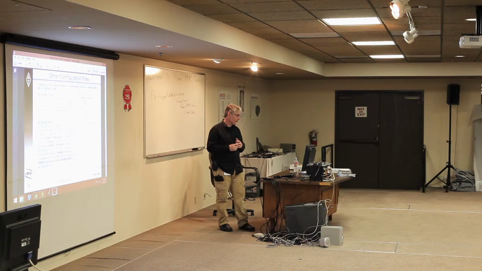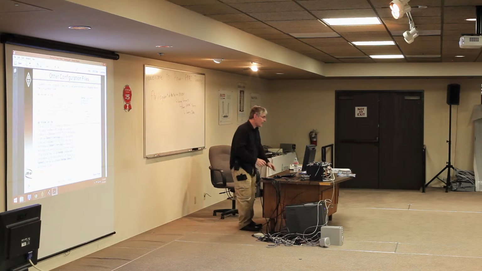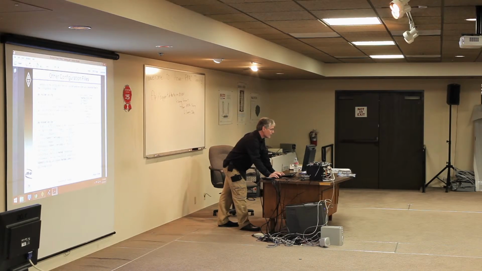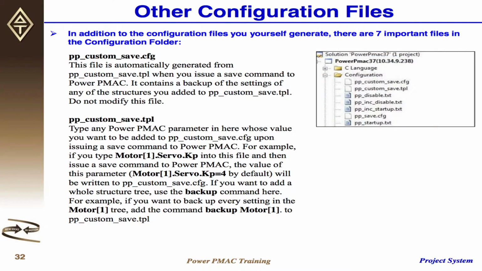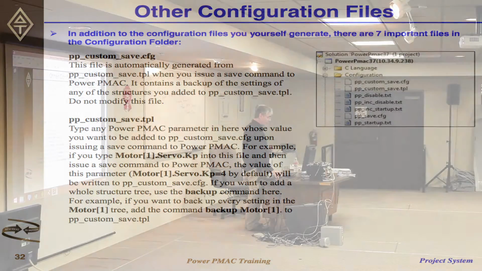backup files. So for example, in the custom save TPL, one of the commands that you can put in there is a backup command, and then backup of different types of structures, motor structures, gate structures would show up in this TPL file. The main command used in this TPL file is called backup. Once I've talked a little bit more about structures in Power PMAC, we'll go back and revisit some of the details of what's going on behind the scenes in the IDE with the saves and the configuration folders.